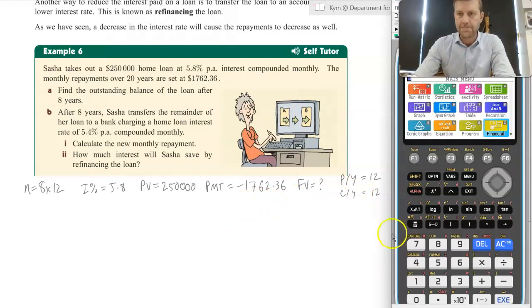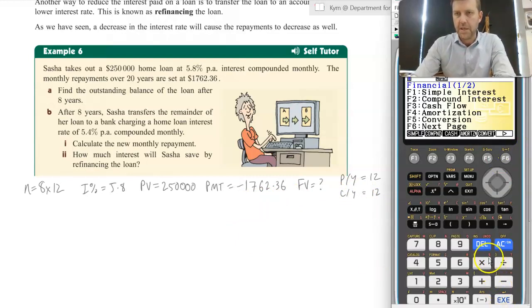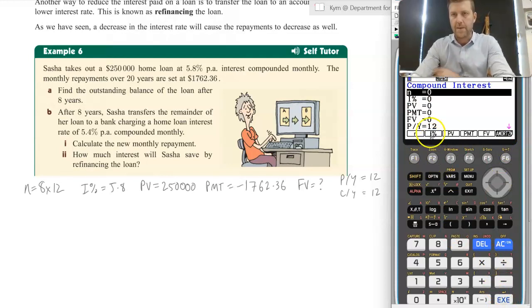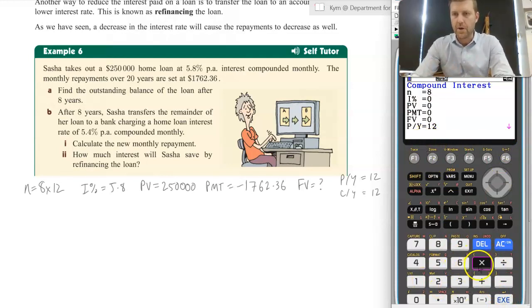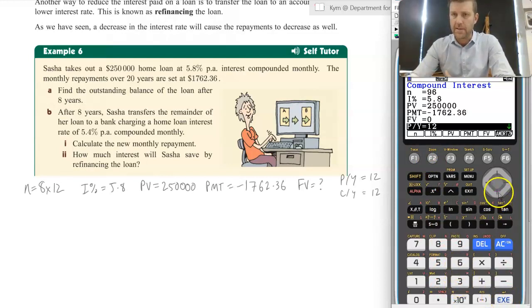So on my graphics calculator, head into the financial section here. We are looking at compound interest, so F2, and put in those values that we have. So 8 times 12 being the number of periods, interest rate of 5.8%, the present value of $250,000. PMT, now this is the amount that Sasha is paying per term. Remember, it is really important to put in a negative value here, because it's an amount being paid. If you get the wrong answer, it's probably because you didn't put in a negative value here. So just double check that. So minus $1,762.36. And PY and CY already set to 12.